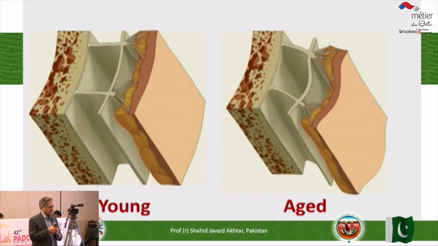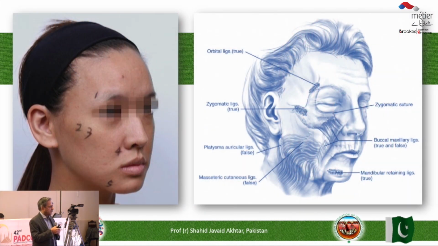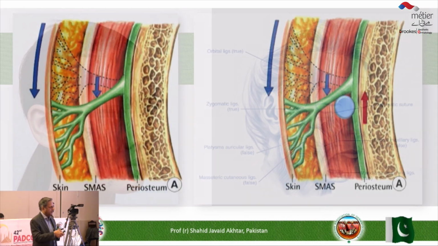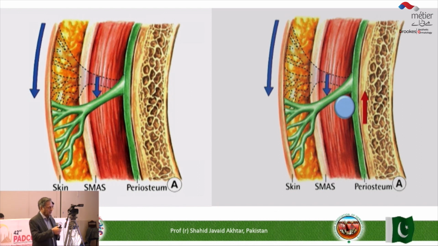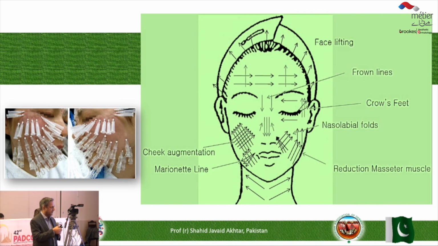This is again a representation of what happens with advancing years, the deep fat atrophy. The other way of repositioning this dropping superficial fat is to inject in the area of the ligaments, and that's why there is this concept of the 5 points of filler injection. When you inject at these true osseous ligaments, then you can lift to some extent.